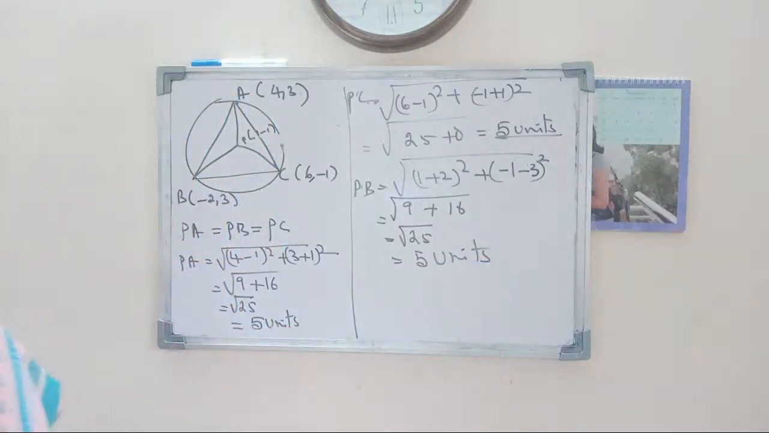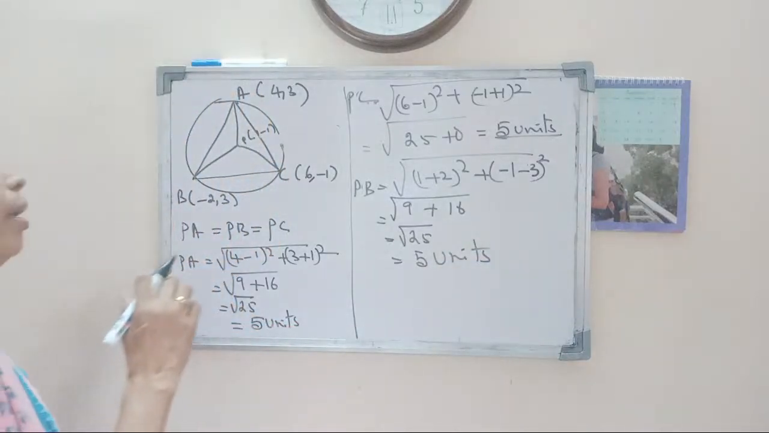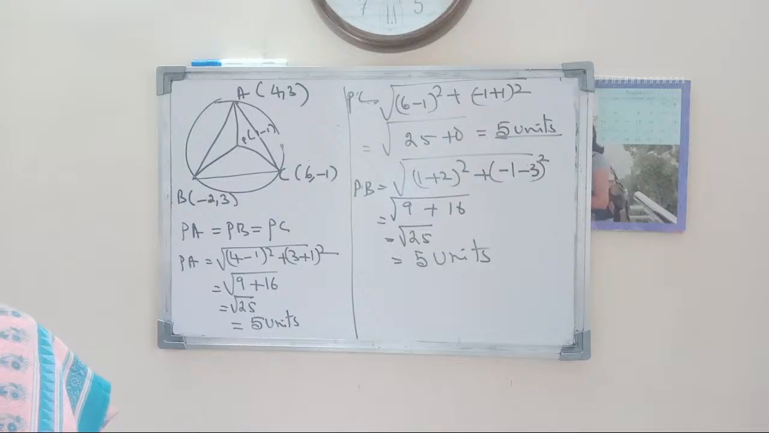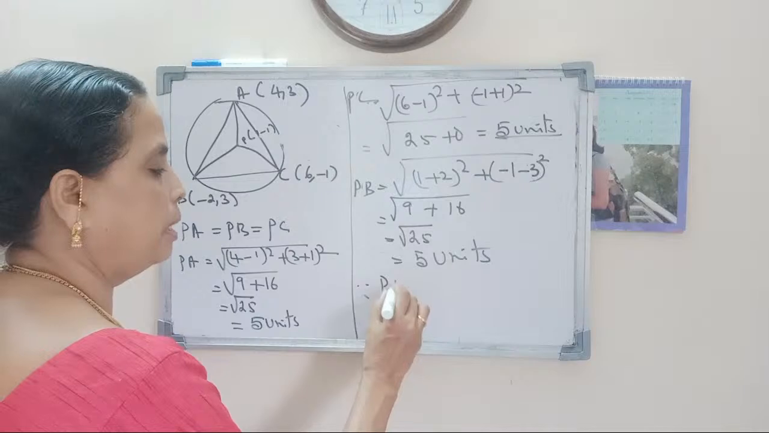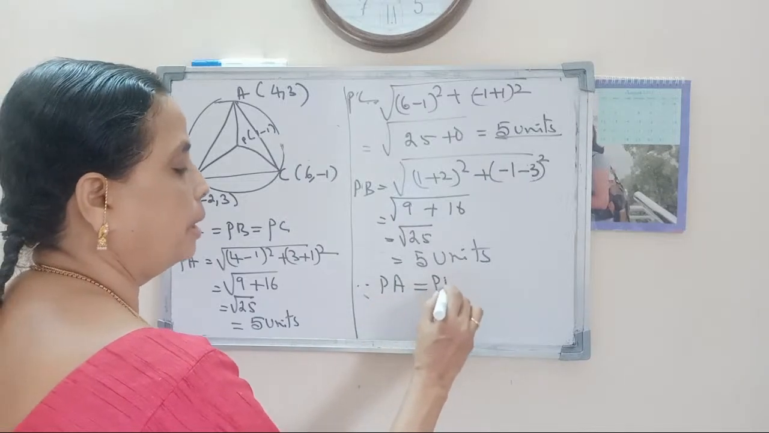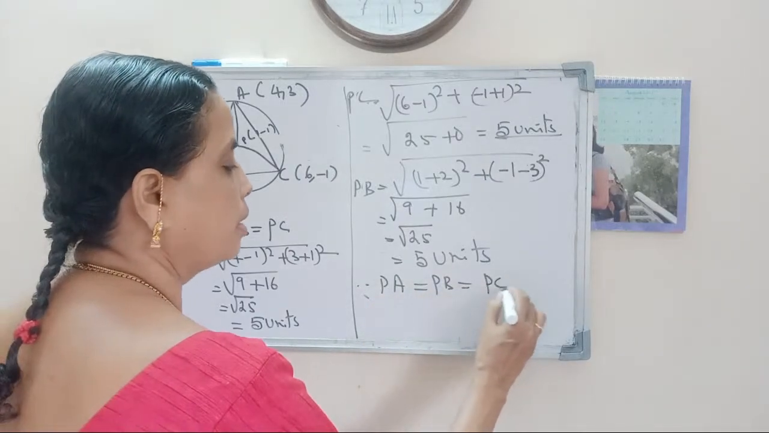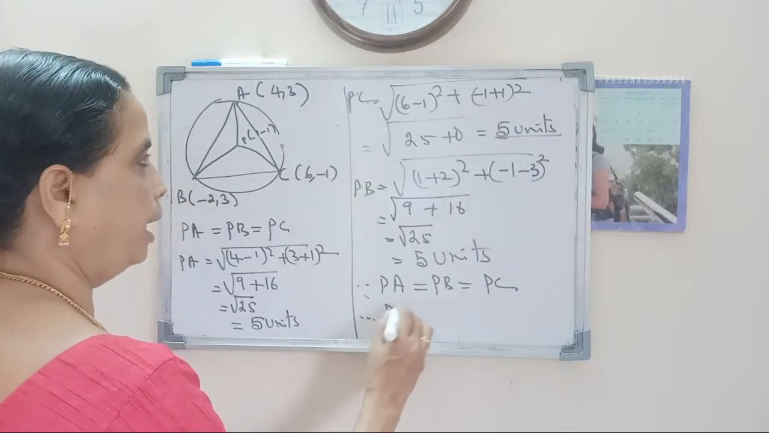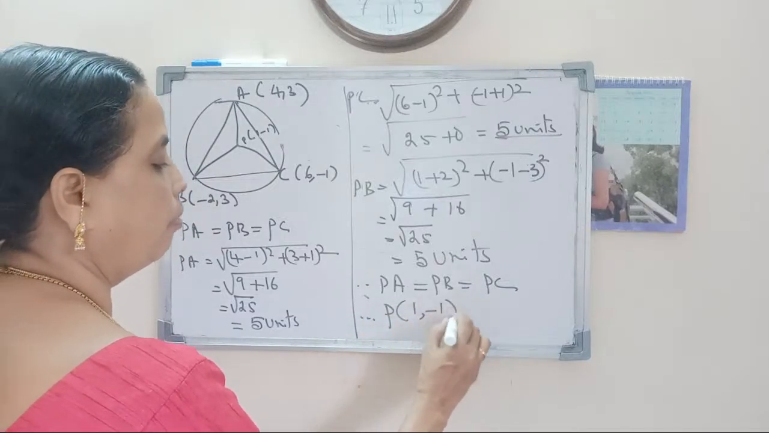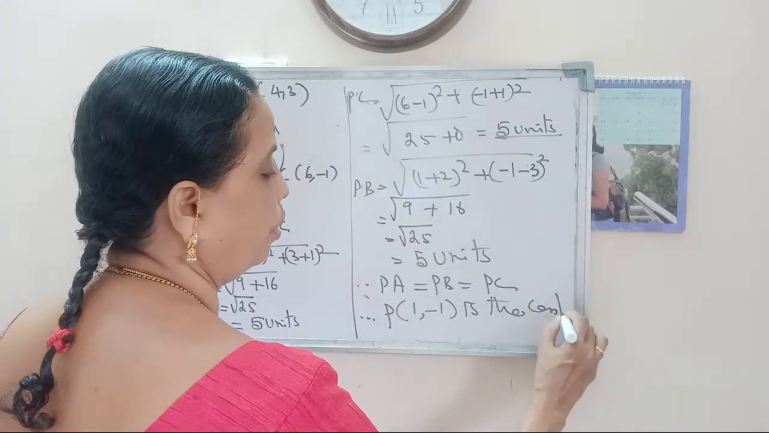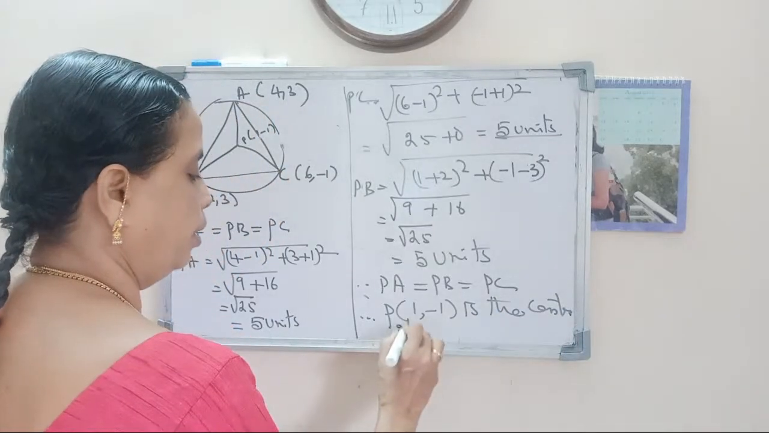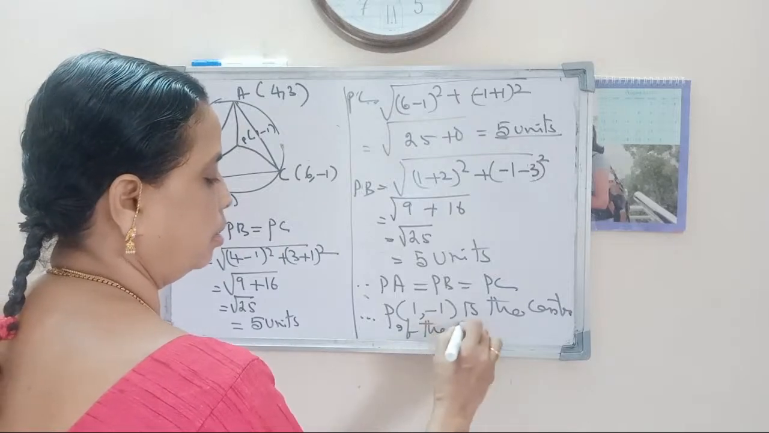After getting the distances from point P to A, P to B, P to C, then your conclusion: since PA equals PB equals PC, therefore point P (1, minus 1) is the center of the circle. Conclude your answer: center of the circle.